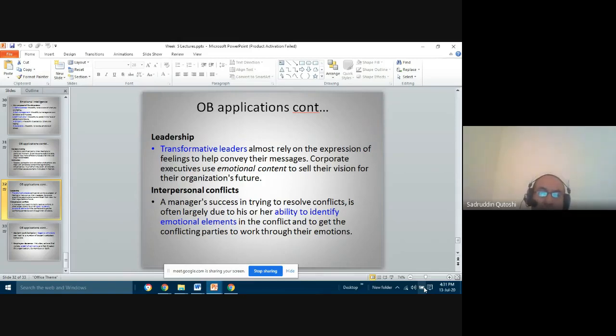Then there are interpersonal conflicts. If you are a transformative leader or a successful manager, you can successfully resolve the conflicts of the different people in the organization. Because of those conflicts, you may detract from the targets the organization wants to achieve. That's why a manager needs to resolve the conflicts in order to reach the target.